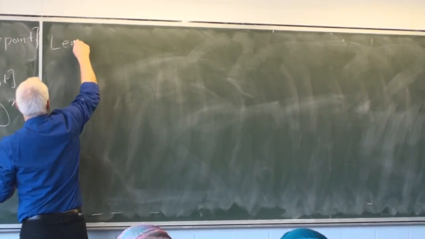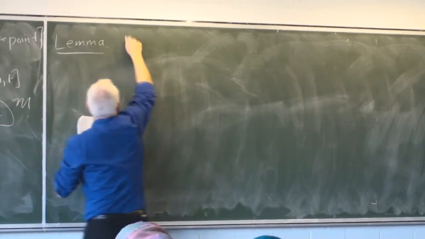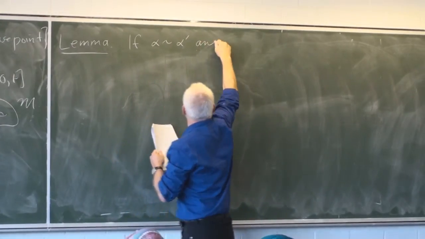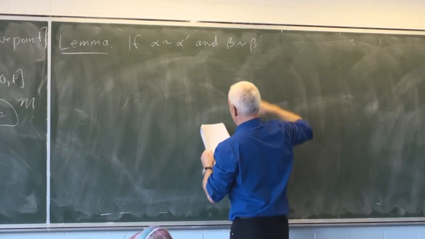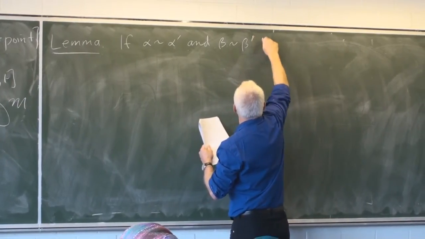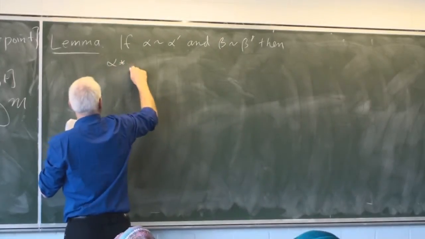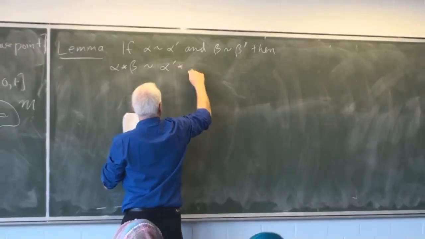All right, so lemma. That means little result. So if alpha is homotopic to alpha prime and beta is homotopic to beta prime, then alpha times beta is homotopic to alpha prime times beta prime.